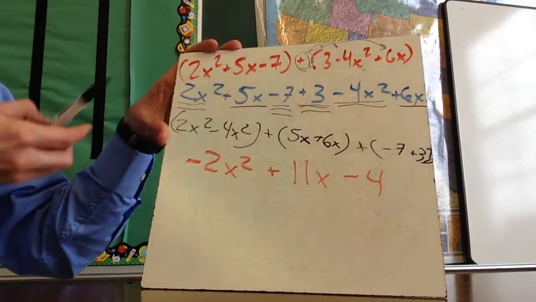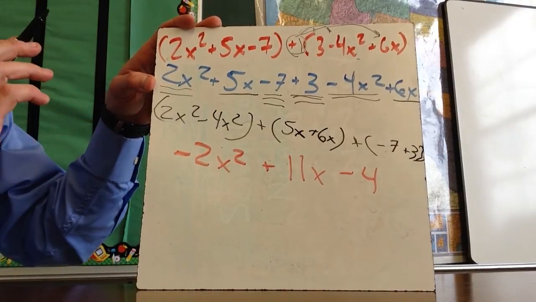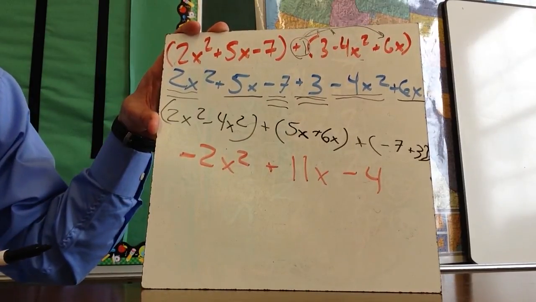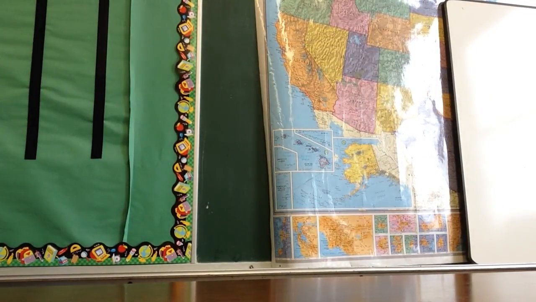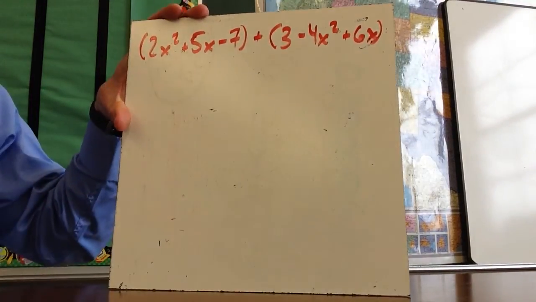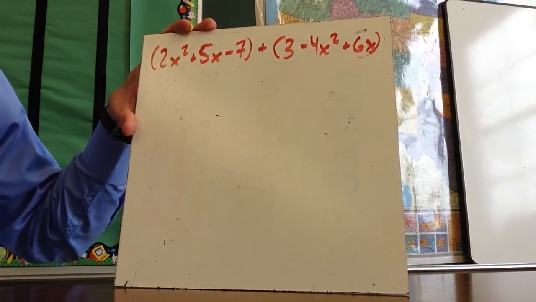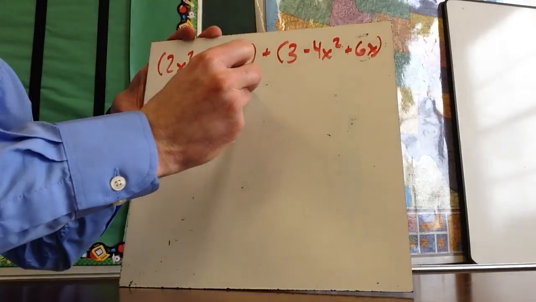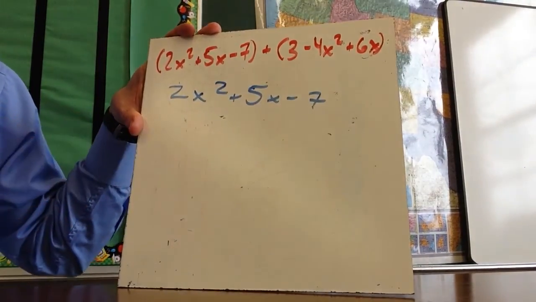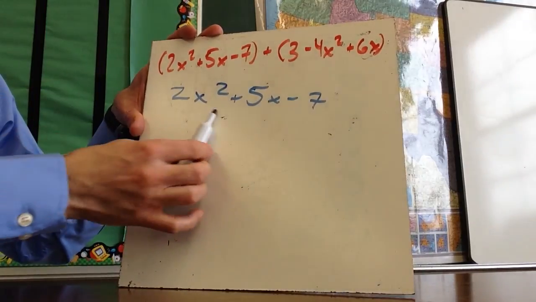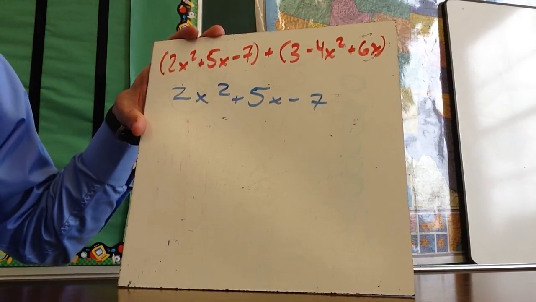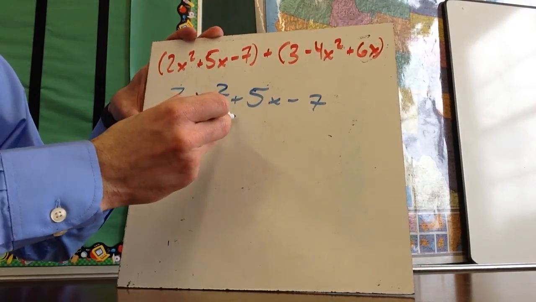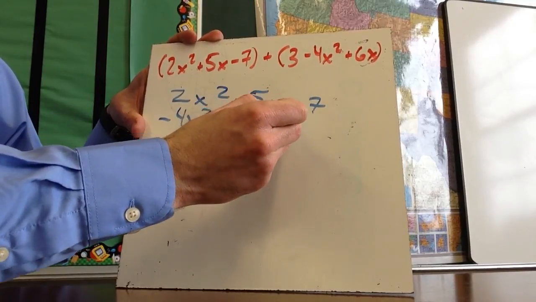This is called the horizontal method because it's going horizontally, right? It's going across. Now let's talk about the vertical method. The vertical method would be very similar. It's the exact same problem. In the vertical method, what I'm going to do is just line them up. So this is going to be 2x squared plus 5x minus 7. Now I need to line each of these up under the corresponding terms. So this is going to be negative 4x squared, positive 6x, and positive 3.